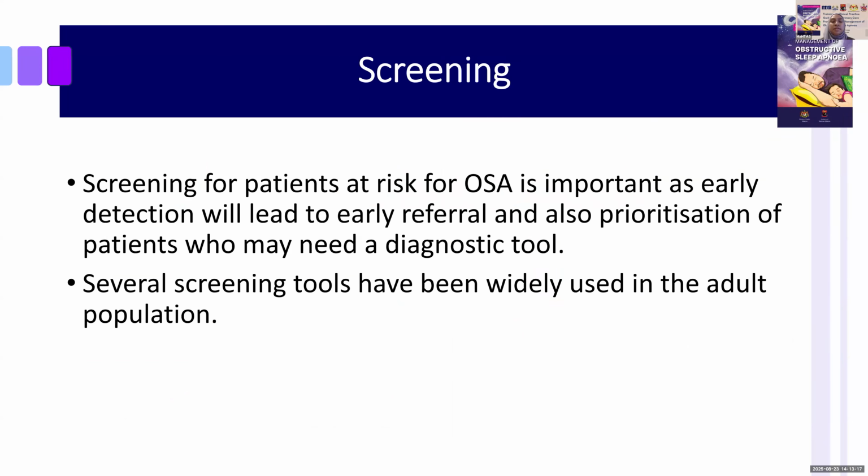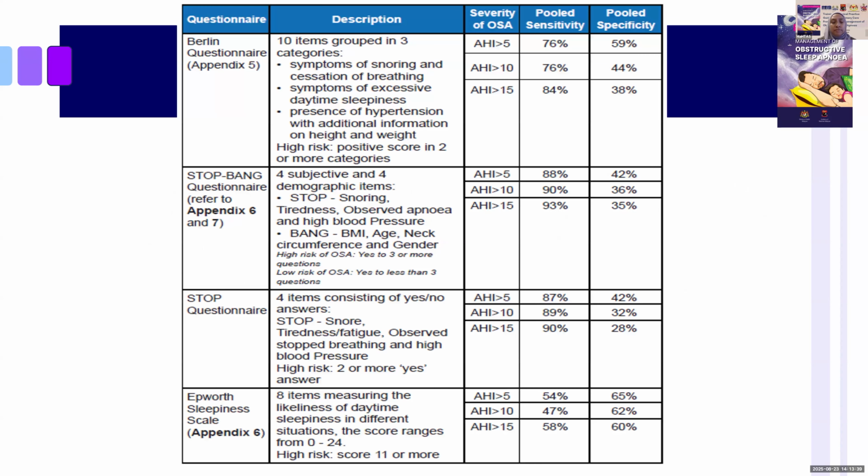And how do we screen patients with OSA? Screening for patients at risk for OSA is important as early detection will lead to early referral and also prioritization of patients who may need a diagnostic assessment. Several screening tools have been widely used in the adult population. I'm sure the commonly used ones we've always been using before are the ones depicted in the diagram above. So we have the Berlin questionnaire, STOP-Bang questionnaire, STOP questionnaire, and Epworth Sleepiness Scale.